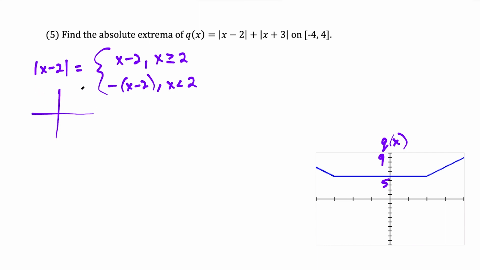Absolute value x reaches the origin, that's the turning point of absolute value x. So if I replace x with x minus 2, that sends the absolute value graph to the right 2 units. So the vertex would be over here at 2 like this. That's the turning point.